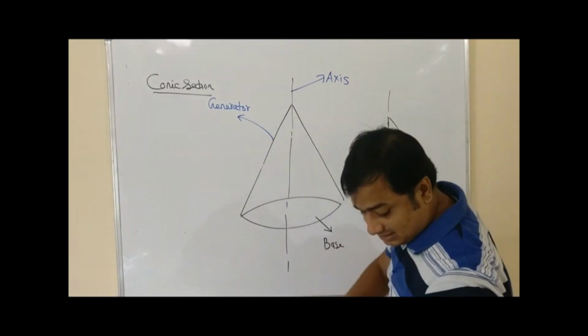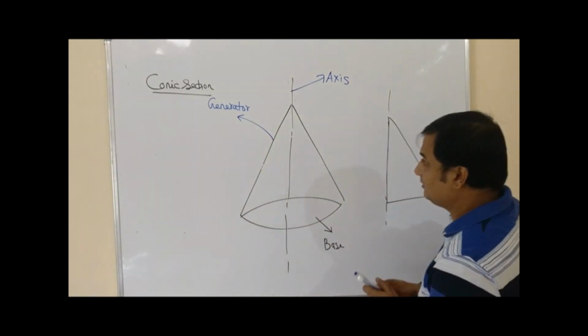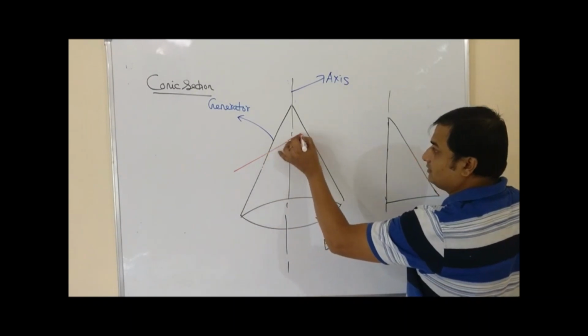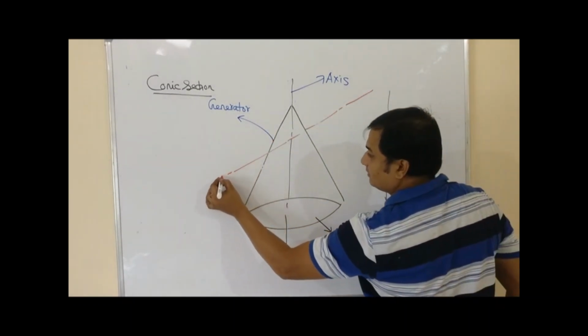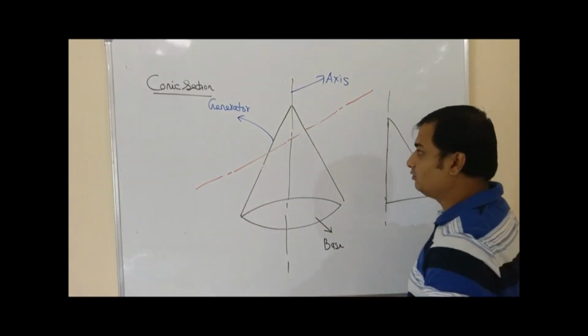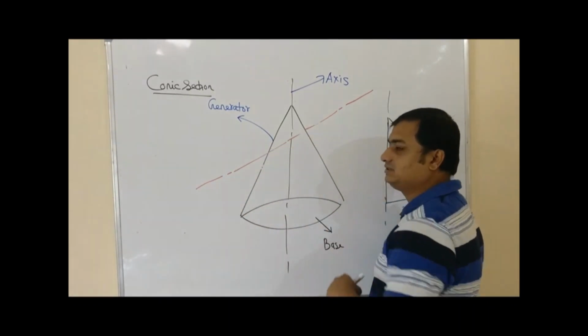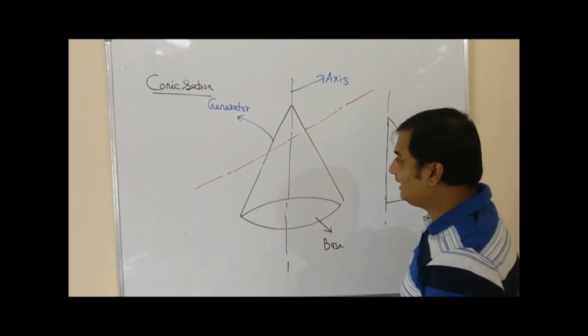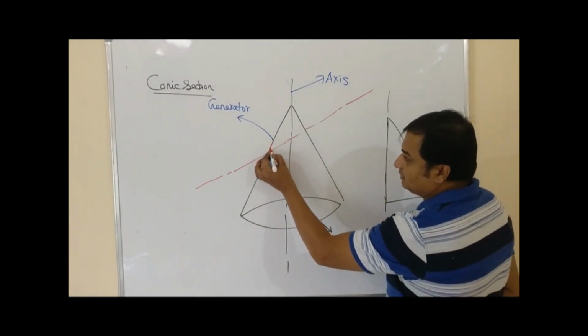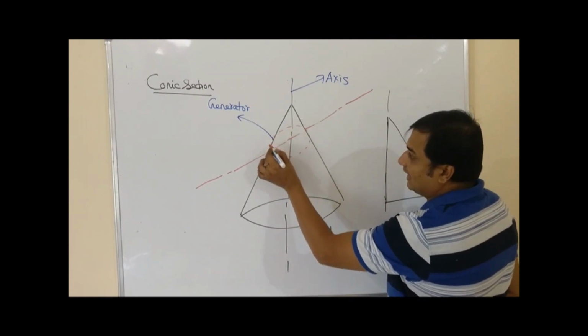In that case, the plane has been represented by this cutting plane, which is represented by this line. So this is the cutting plane. Now this cutting plane cuts both the generators. So when the cutting plane cuts both the generators, the curve which can be obtained will be an ellipse.